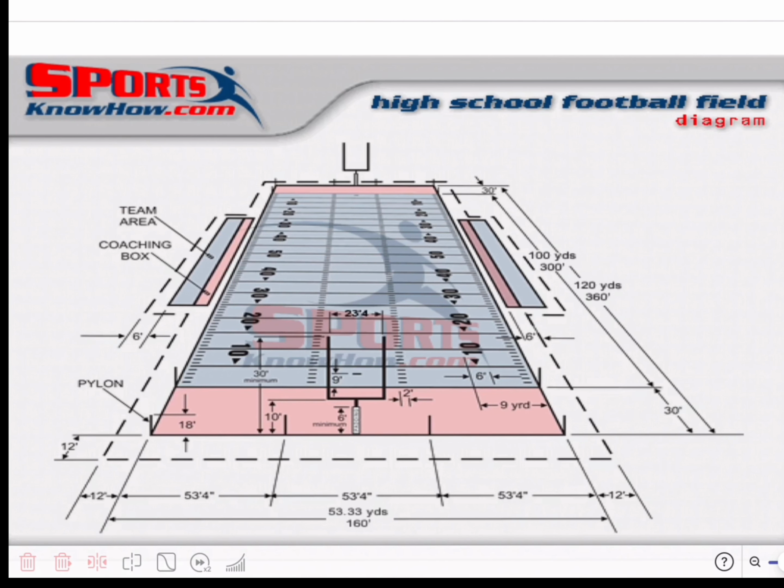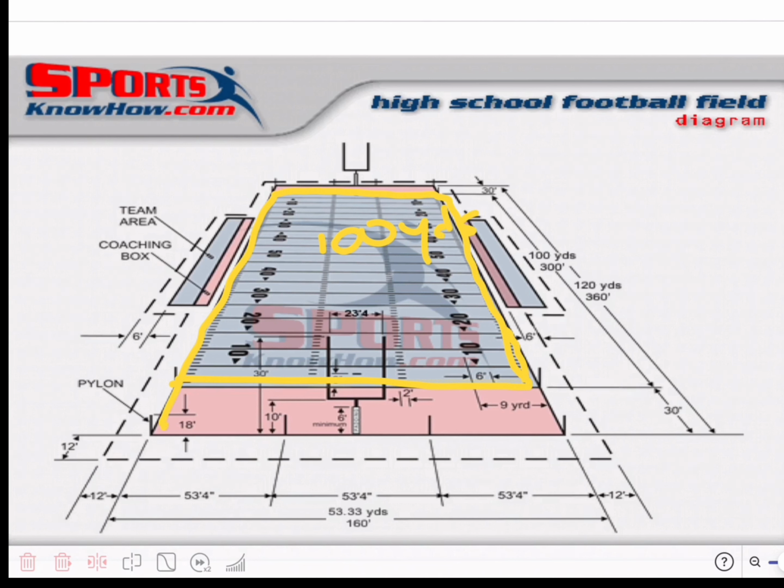Okay, so here's a high school football field. As you can see, there's a lot of numbers here, a lot of different measurements. Okay, so we're going to talk about the most important ones and explain what they each mean. This area here, in these boundaries, is called the field of play. The length of this field of play is 100 yards.